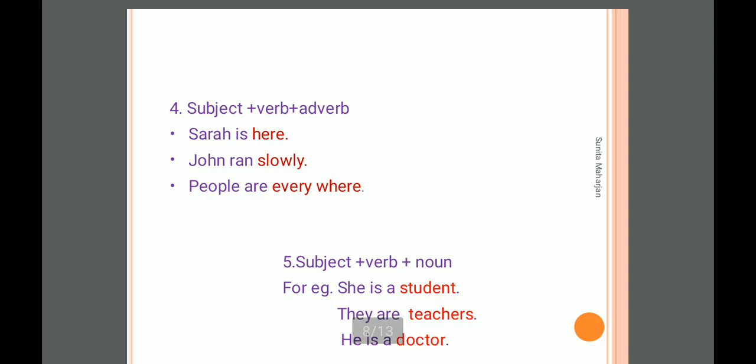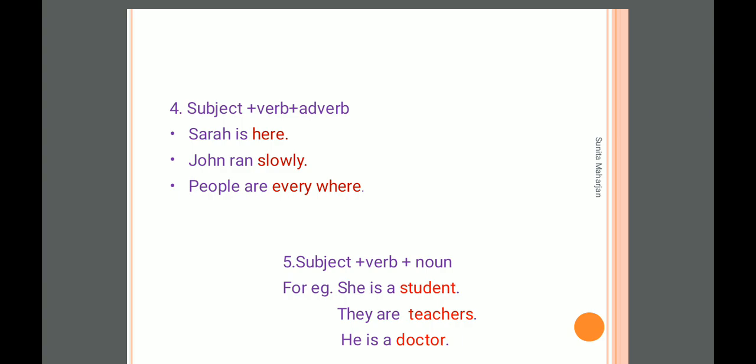Fourth, there is subject plus verb plus adverb. An adverb describes the verb like an adjective describes a noun or a pronoun. For example, Sarah is here. John ran slowly. People are everywhere. The words here, slowly, everywhere are adverbs.